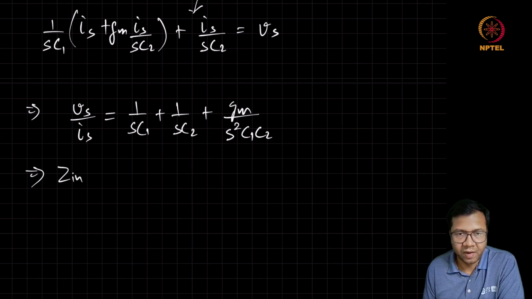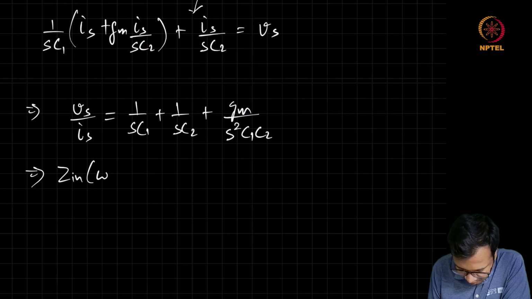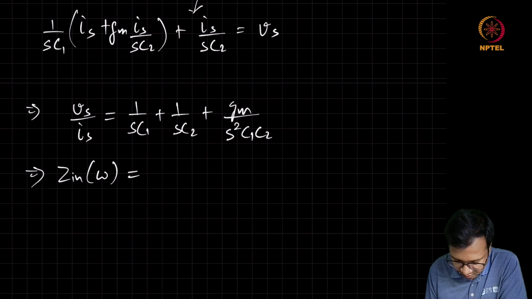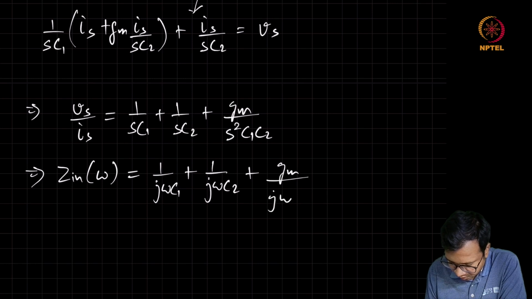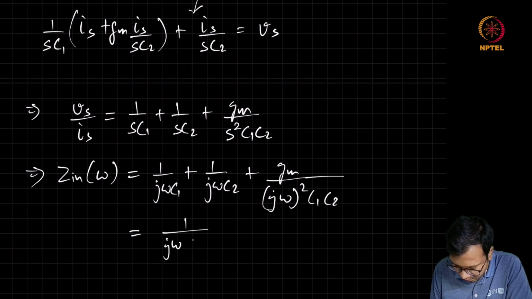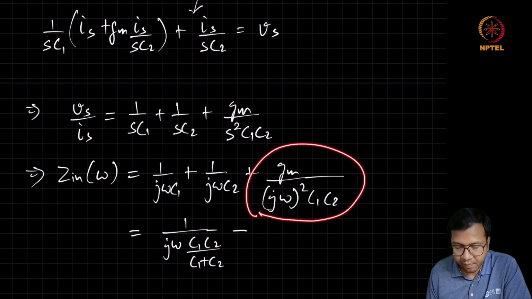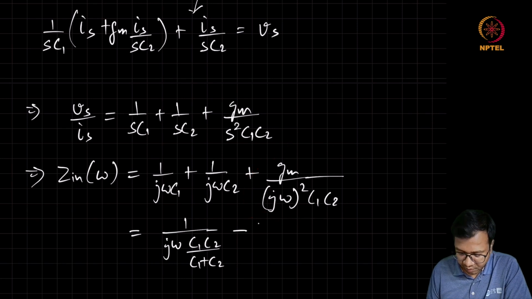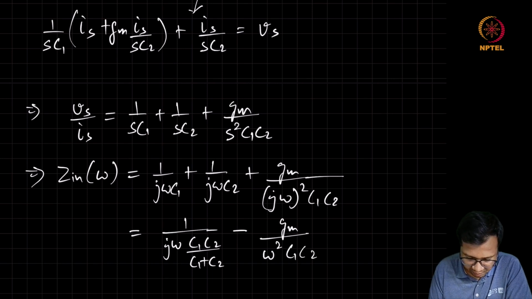So if we are interested in finding the impedance at some frequency omega, we can replace S with j omega. At omega, this impedance is going to be equal to 1 by j omega C1 plus 1 by j omega C2 plus Gm by (j omega) square C1 C2, which is equal to 1 by j omega times C1 C2 by C1 plus C2. And here we can see we will get a real term because j square will become minus 1. So we can write it as Gm by omega square C1 C2 with a negative sign.